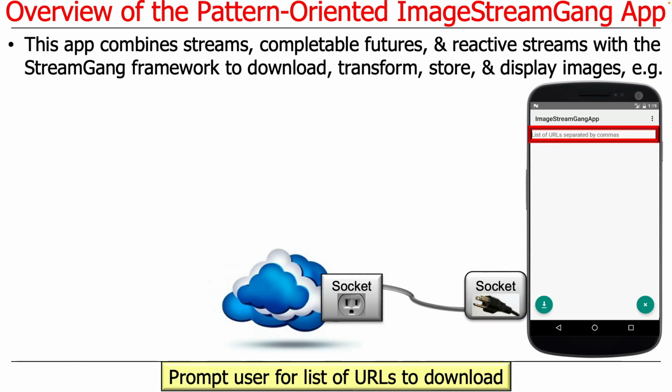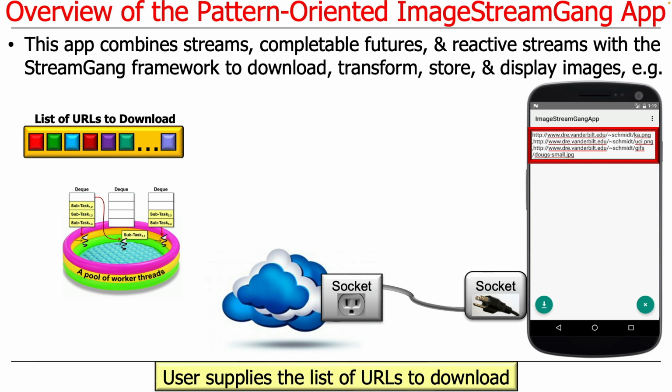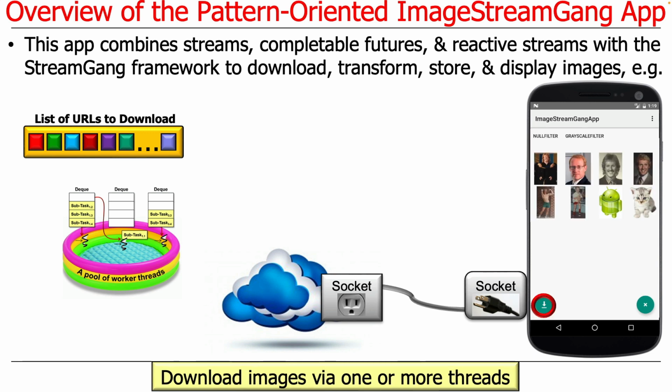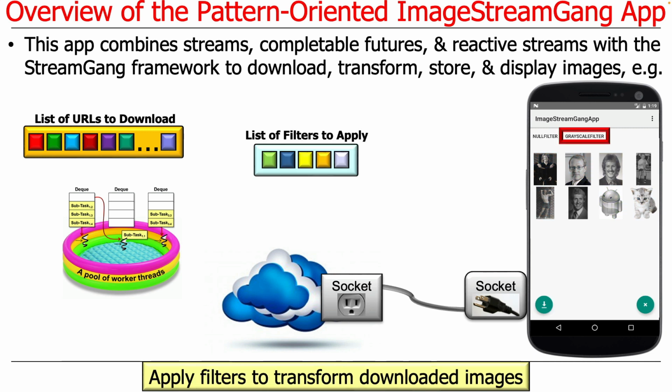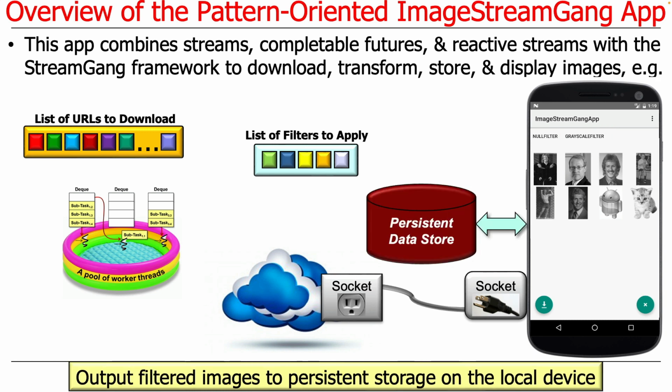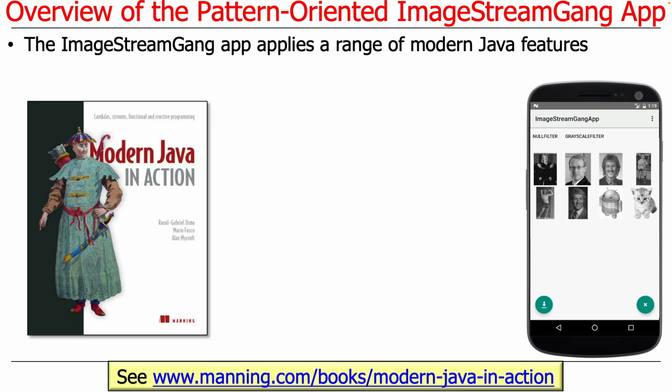And basically what happens here is you give it a list of URLs. It takes those URLs, downloads them, and applies image filters to them. You can have different kinds of filters here. You can have a grayscale filter, a null filter, other kinds of filters. And then the results of all this are stored in persistent storage on the local device. Again, very much like what you're doing for your assignment, just slightly different mechanisms and a different GUI.